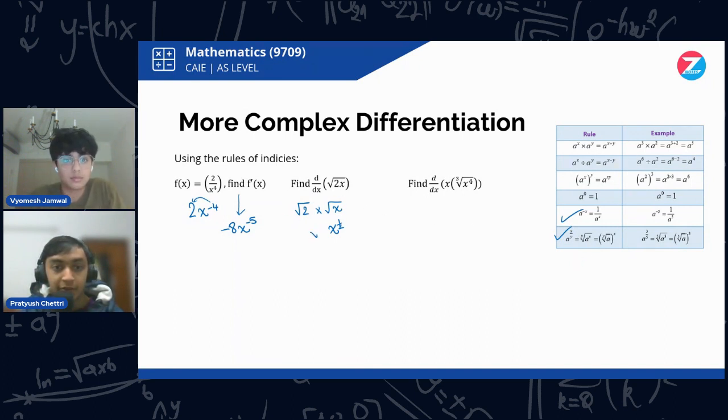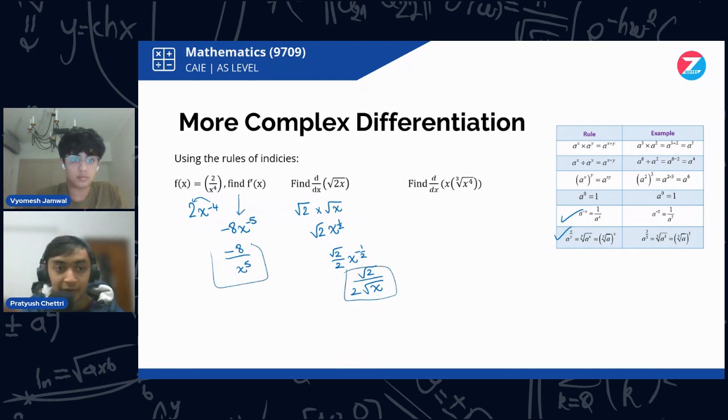And if I have root 2 x to the power half, I multiply by a half: root 2 over 2, multiplied by a half, and I reduce the power half by 1, so minus half. And typically, Cambridge examiners like you to put the answer with no negative indices. So here I would write it as minus 8 over x to the power 5. And I'd write this as root 2 by 2 root x, because the minus makes it on the bottom of the fraction. That's my derivative.